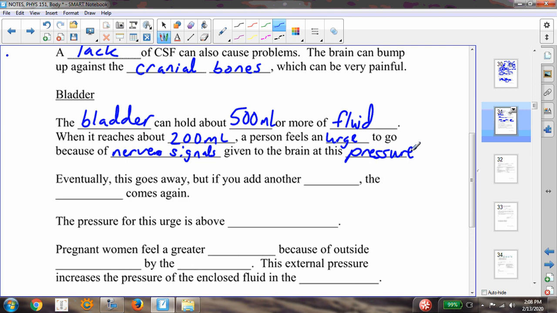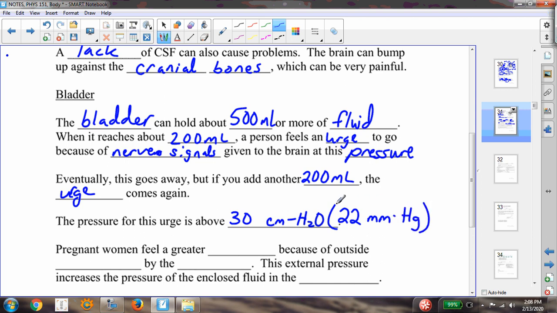But if you add another 200 or so milliliters, then the urge comes again, and then it's like, I gotta really go. This pressure for this urge, you don't have to know this number, but just to give you some feel, is about 30 centimeters of H2O. This was another pressure measurement or unit that we saw. It is equivalent to about 22 millimeters of mercury.